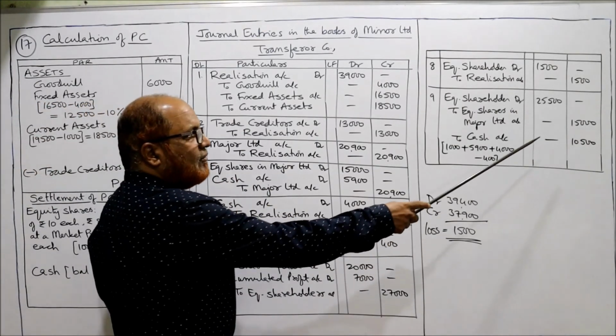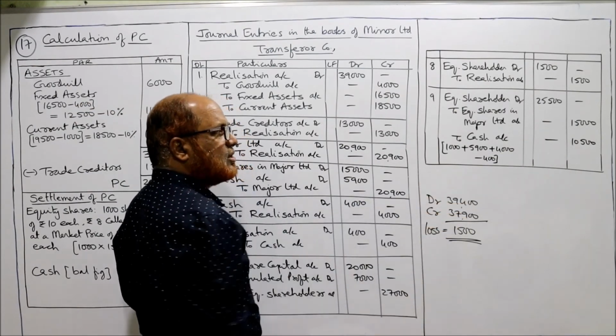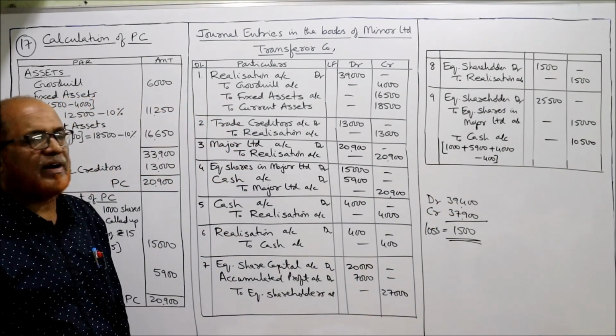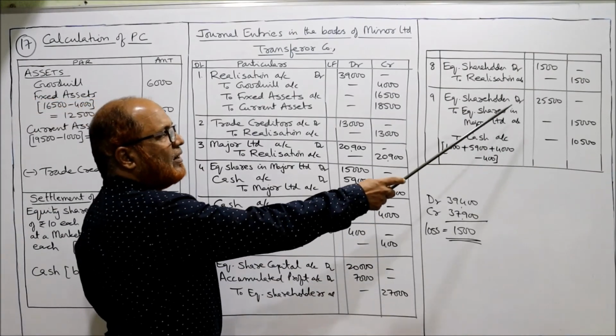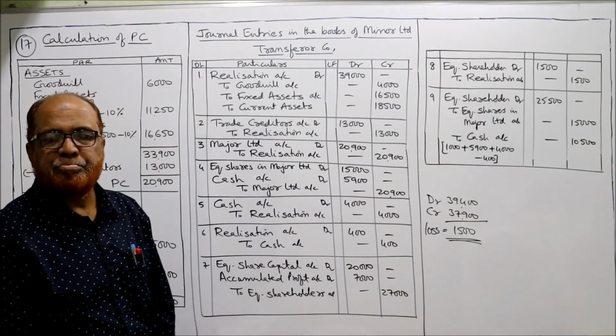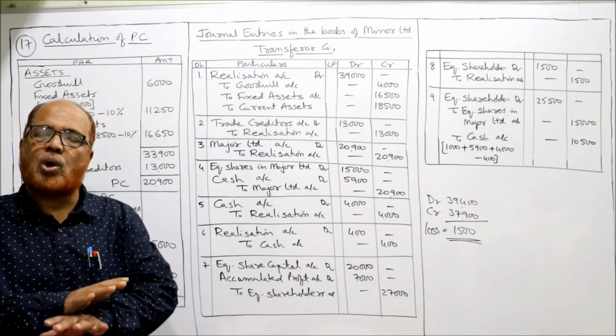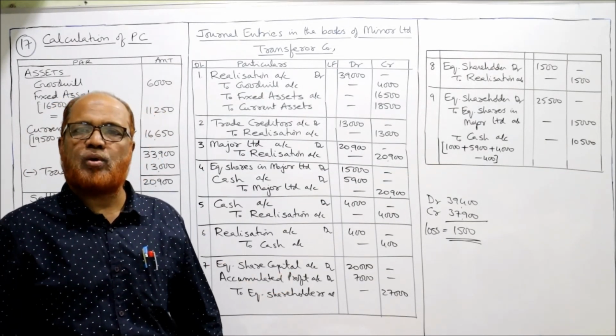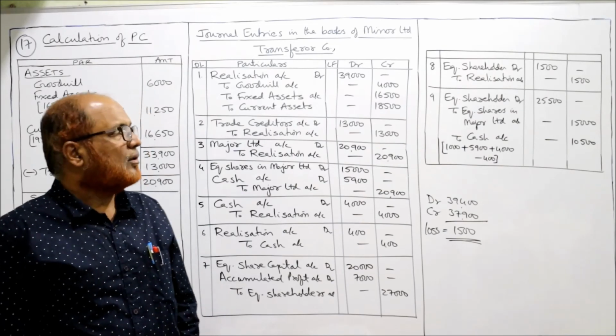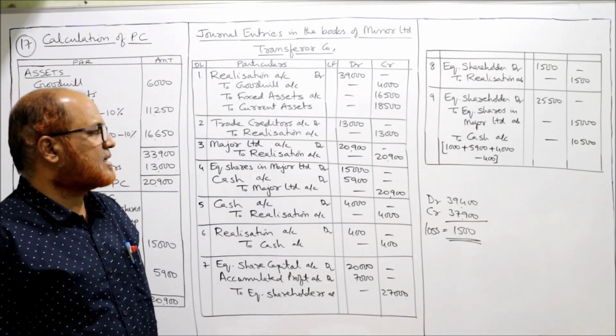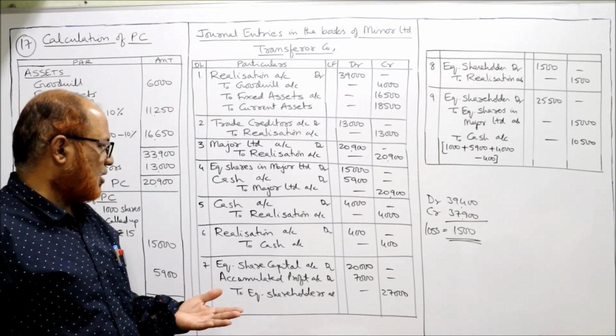So कितना हो गया? 15,000 shares and 10,500 cash, 25,500. So 25,500 will be debited to shareholders account. Now equity shareholders account will get closed. All the accounts are closed. Company is wound up. Now you can confirm that equity shareholders account will tally or not.